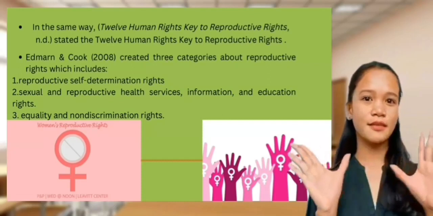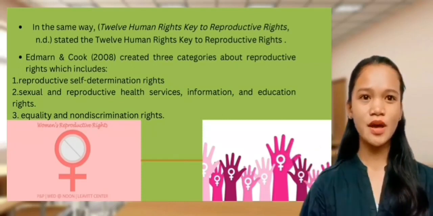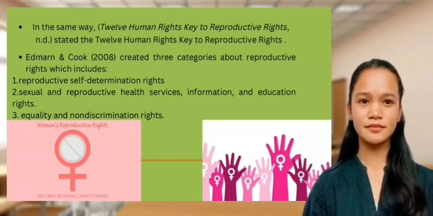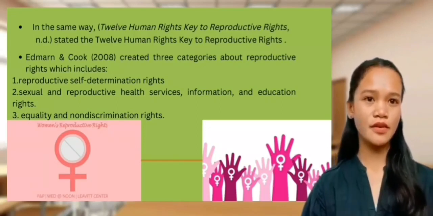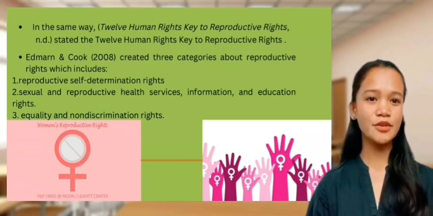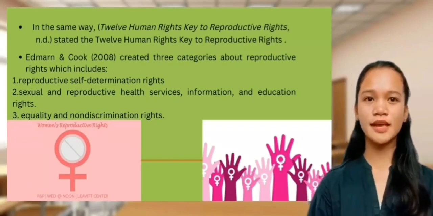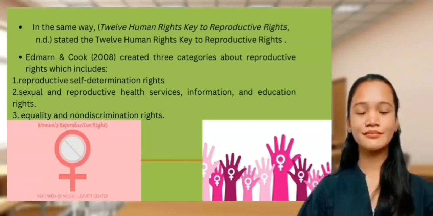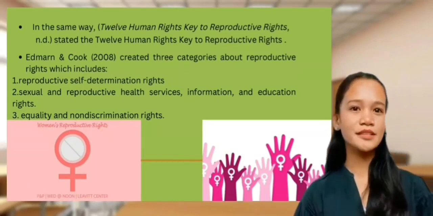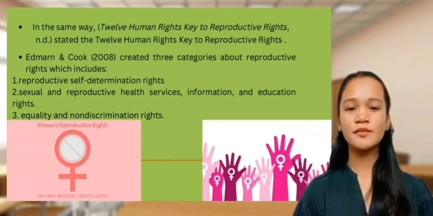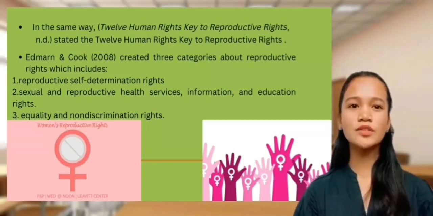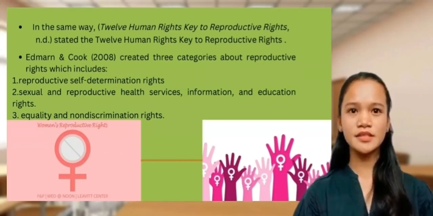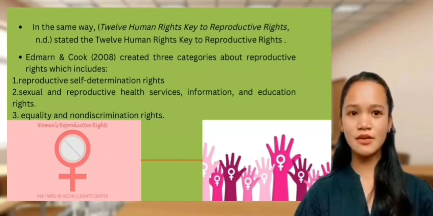Number 10, the right to be free from sexual and gender-based violence. Number 11, the right to access sexual and reproductive health education and family planning information. And number 12, the right to enjoy scientific progress. So, reproductive rights are essential to obtaining demographic, health, and development goals, but they are also significant as human rights designed to defend the fundamental dignity of the individual.